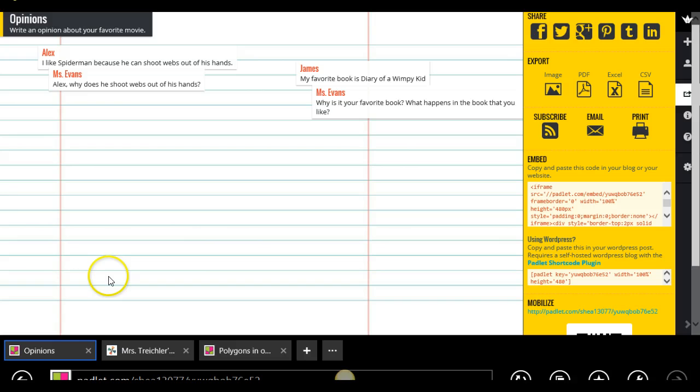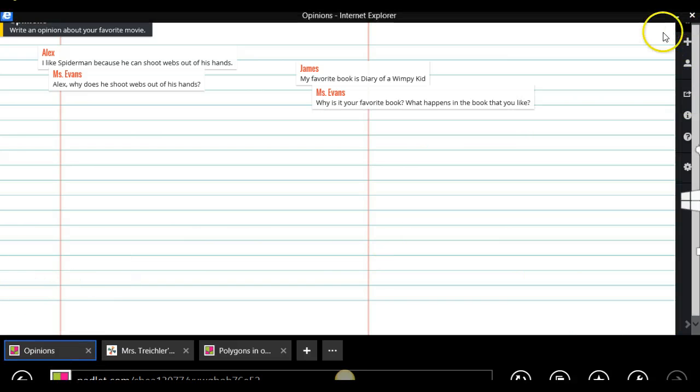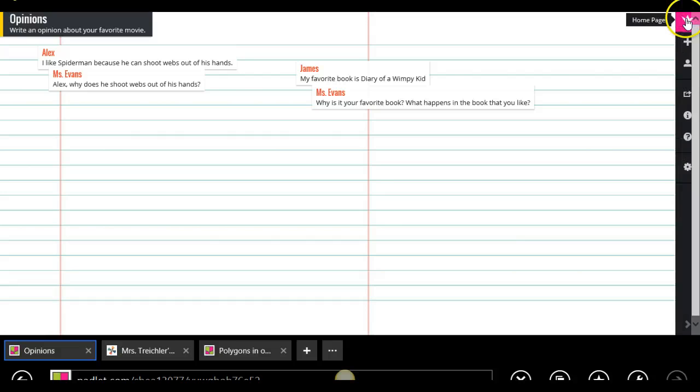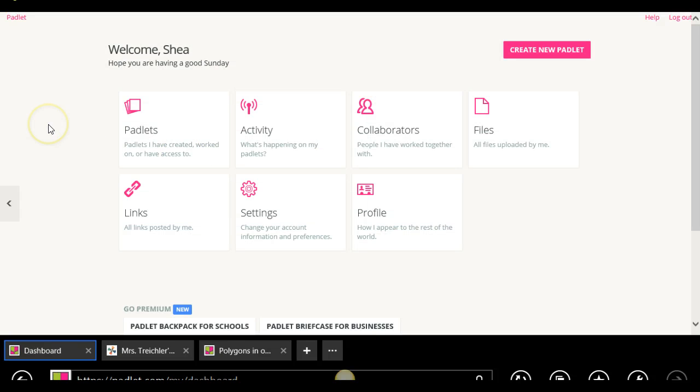So as you can see, Padlet is a very useful tool that can be used in your classroom and to excite your students about learning.